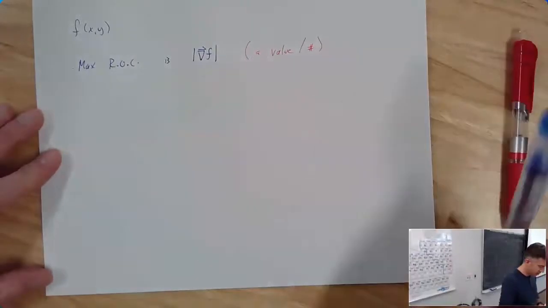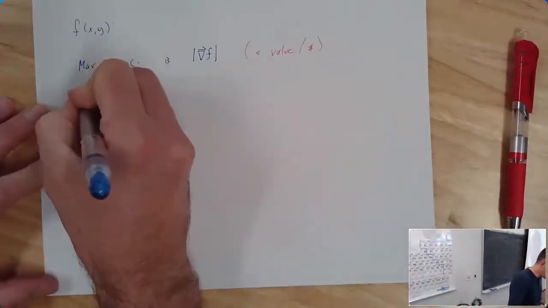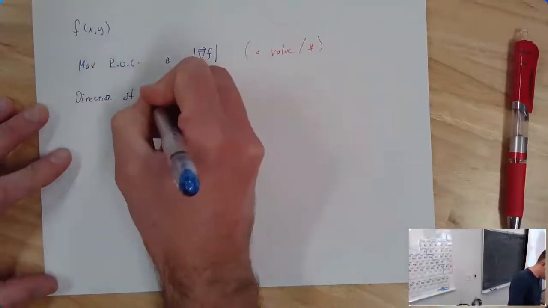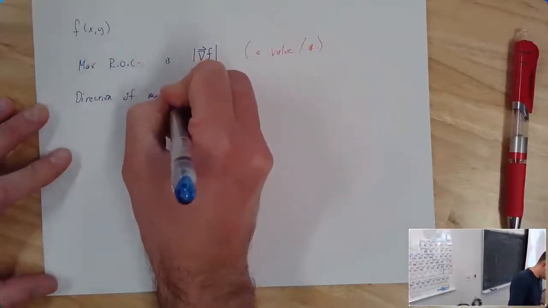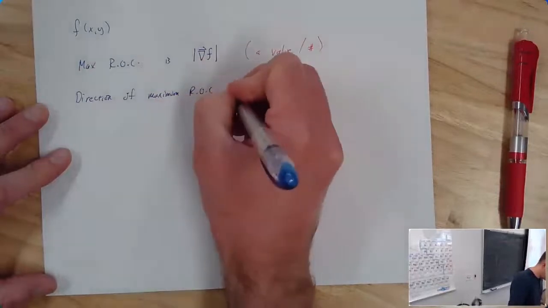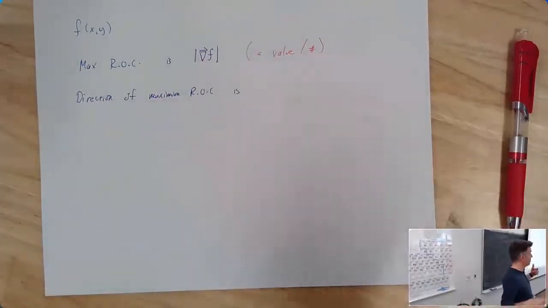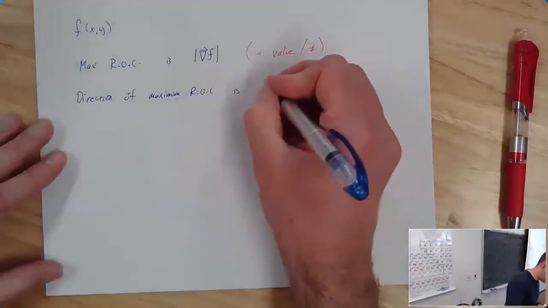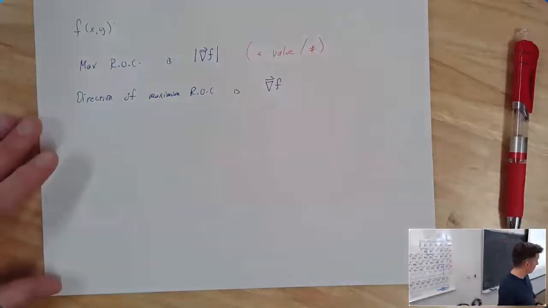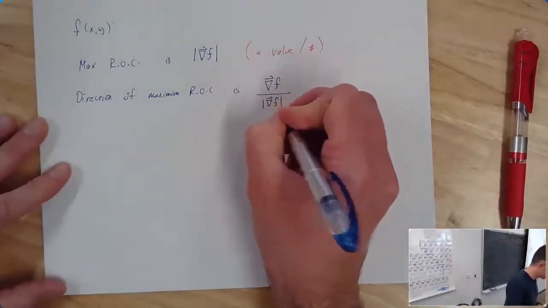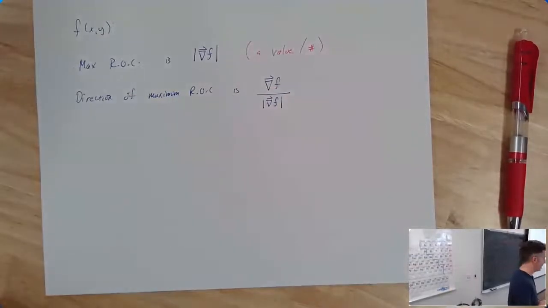On the other hand, the direction of maximum rate of change is the vector that you're traveling in. But again, we always normalize or unitize it, so we make it a vector of magnitude 1. So you take your gradient vector and you divide it by its own magnitude. That's the difference.